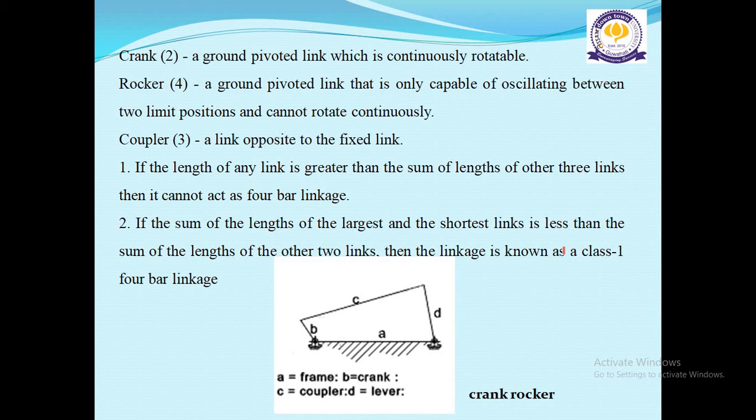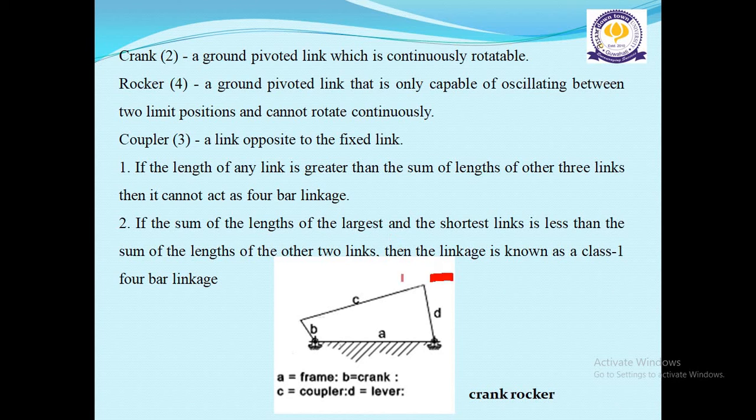Next, if the length of any link is greater than the sum of the lengths of the other 3 links, then it cannot act as a 4-bar linkage. Next, if the sum of the lengths of the largest and the shortest links is less than the sum of the lengths of the other 2 links, then the linkage is known as a class 1 4-bar linkage.